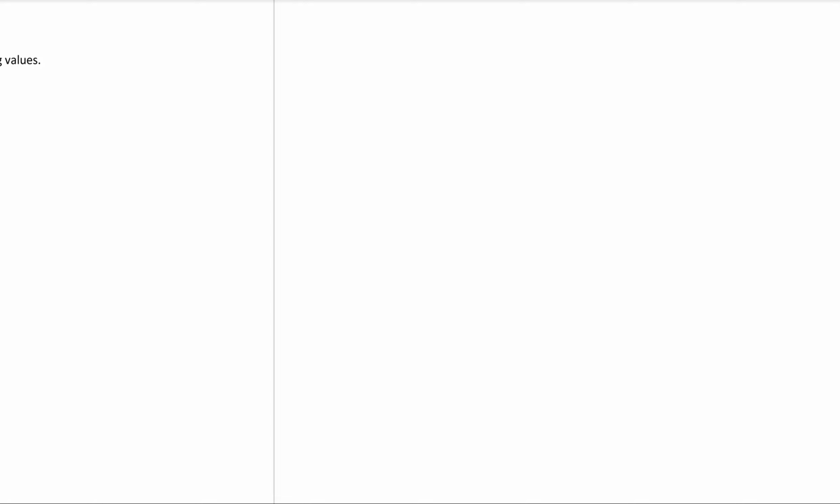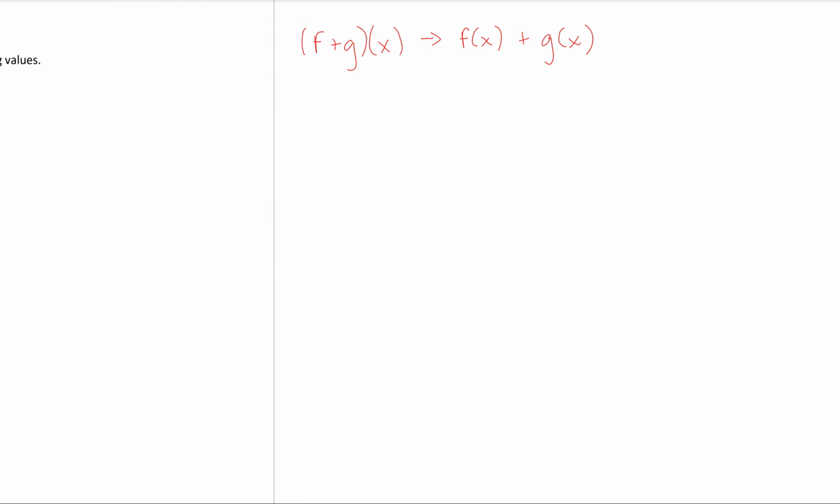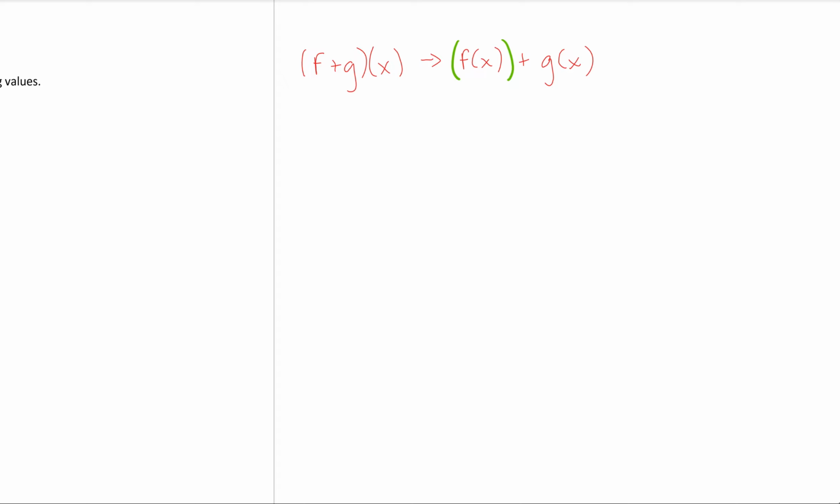So, very first thing, if you see f plus g of x, this means that you're going to do f of x plus g of x. Something very important that I really need you to get in the habit of doing: make sure that whenever you're doing these, each function goes into its own parentheses.